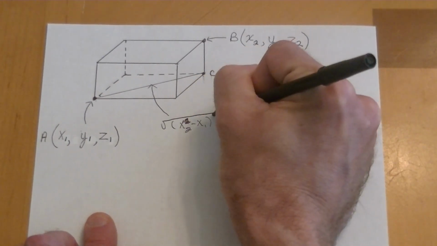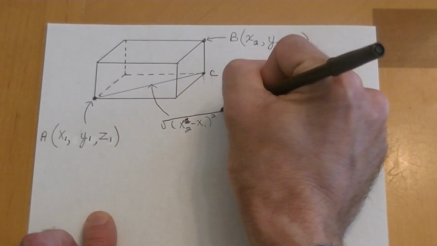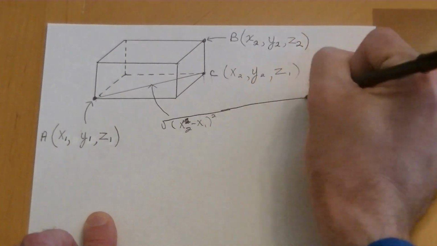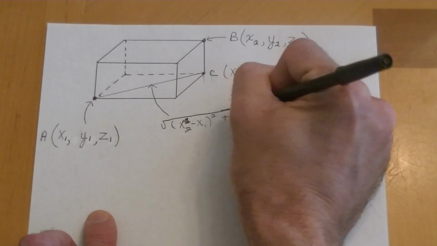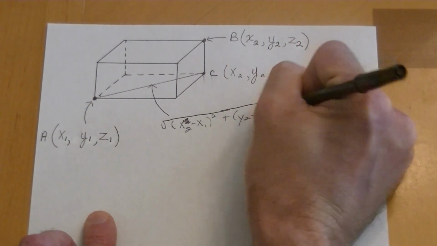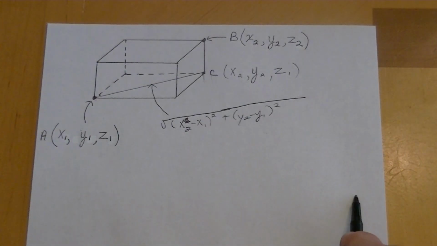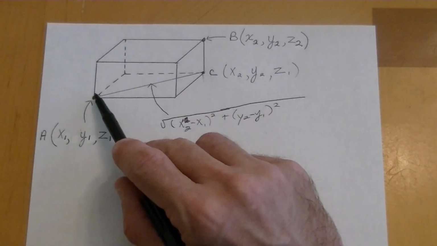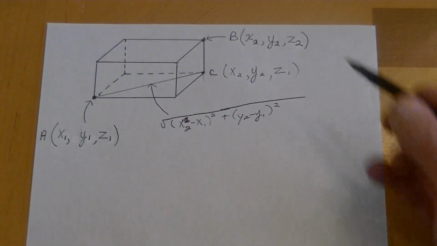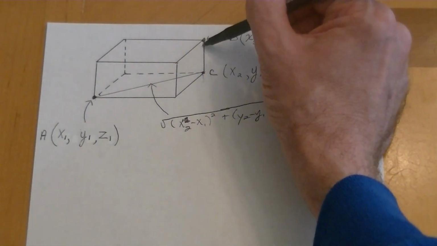x2 minus x1 squared. I'm writing with my arms wrapped around a tripod here. Plus y2 minus y1 squared. So that's how long this segment is. Remember, our goal is to figure out how long it is from A to B. Do we know how long this is?